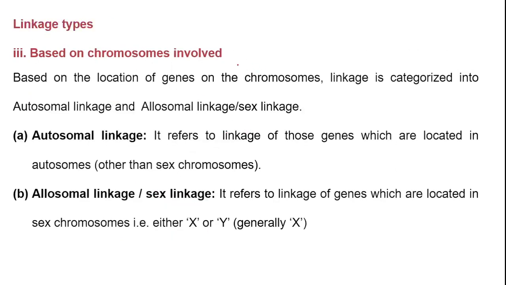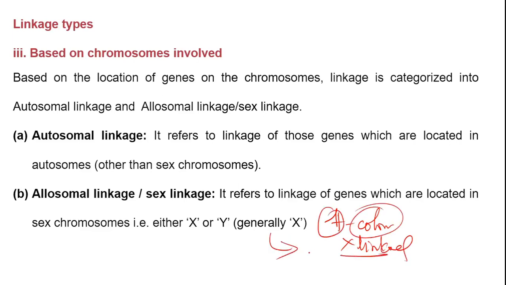Based on the chromosomes involved, it may be autosomes or allosomes. You already know that autosomes are somatic chromosomes that mainly give our phenotypic traits, and this is the sex chromosome or allosomes, where there also we can find some linkages. Hemophilia and color blindness are X-linked recessive. X-linked means definitely the genes which are defective with respect to hemophilia and color blindness are present on the X chromosome.